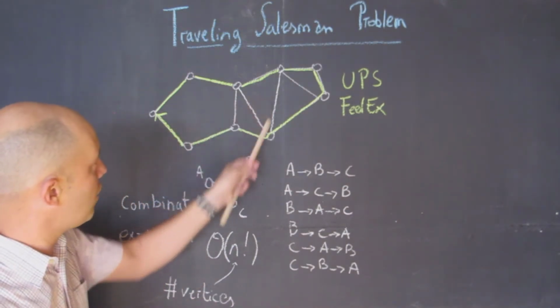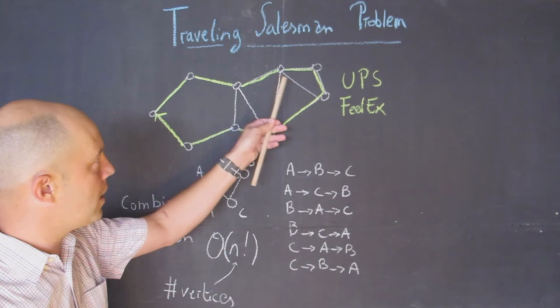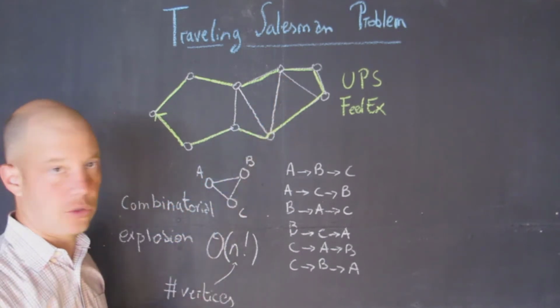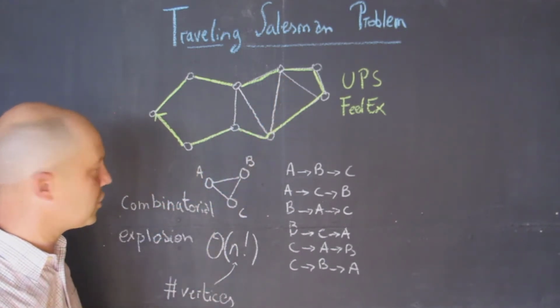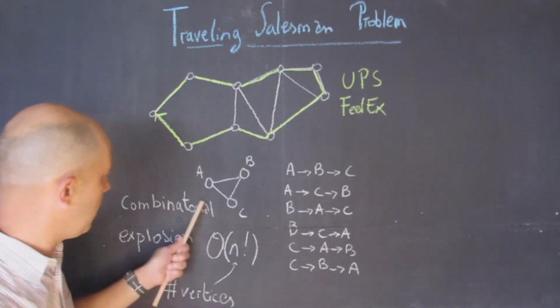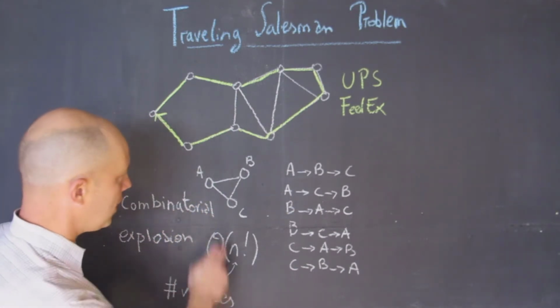So our objective in the traveling salesman problem, again, is to visit everyone only one time and minimize the total cost. Now you can see here that this is actually a really complicated problem, and it has a combinatorial explosion. So let's take a simple example.